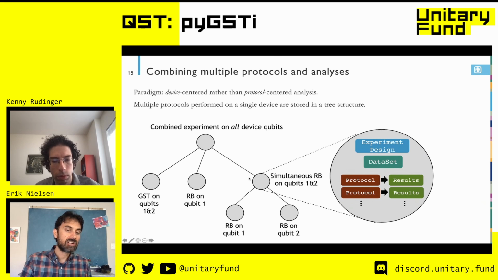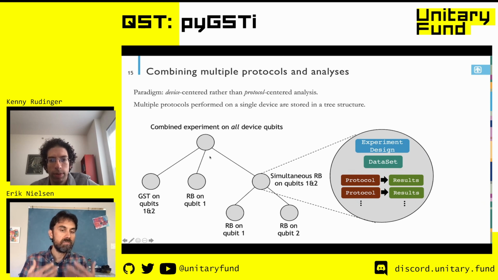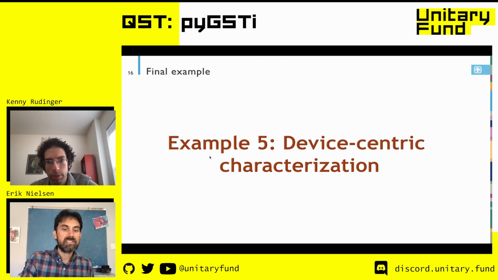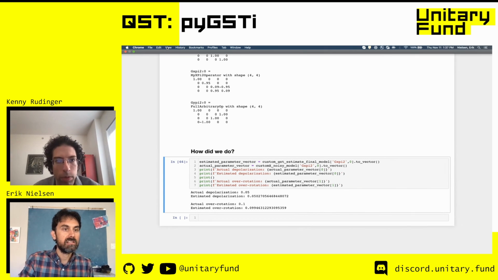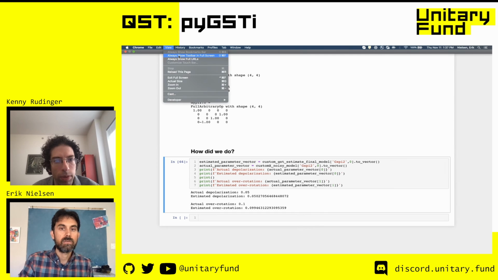This experiment design, in turn, has different pieces because it's simultaneously randomized benchmarking on qubit 1 and on qubit 2. And being able to then just look at everything, this one highest level experiment design, you can run an analysis that supports many protocols on it. And that we think is really cool. So I'm going to let Kenny go back now and give one final example on this device-centric characterization as I try to change tabs again.